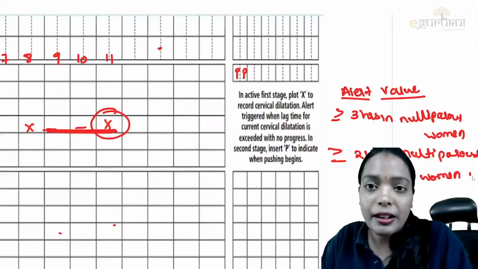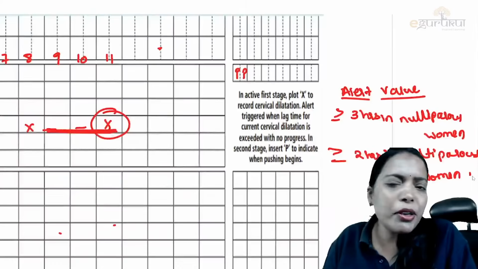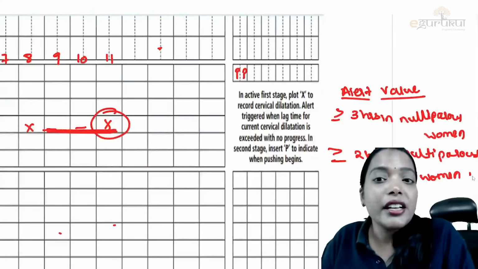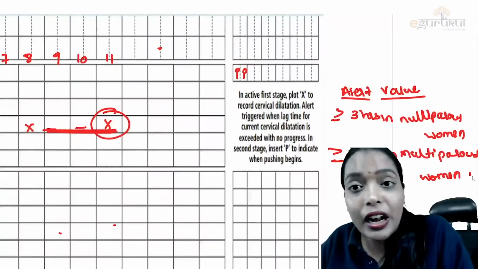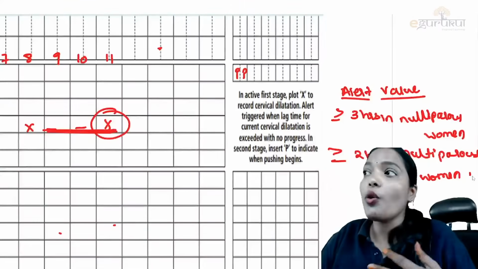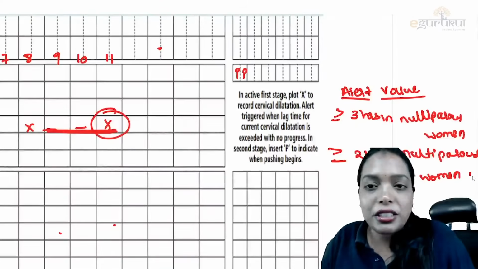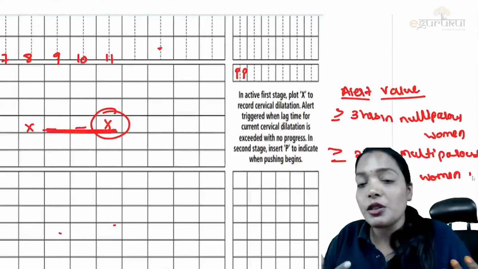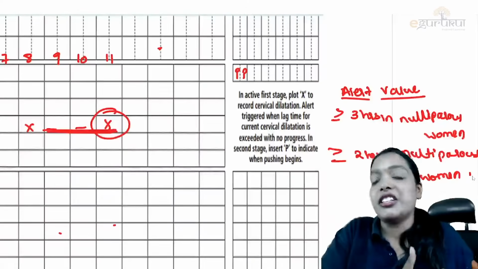Why are they doing that? It is all evidence based. They have studied multiple women and found that even if the labor progresses less than 1 centimeter per hour, they still achieved normal vaginal birth. There was no need for creating a hype and going for cesarean or doing some intervention when the dilatation was less than 1 centimeter per hour, because they ultimately achieved vaginal delivery.